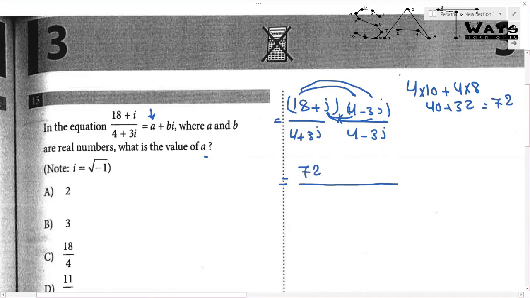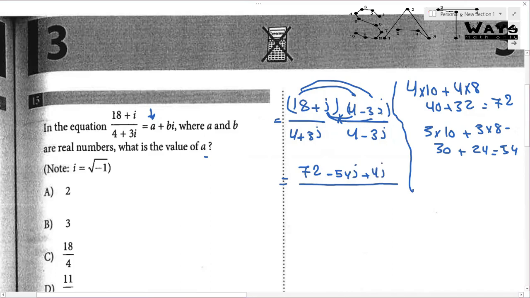Then 18 multiplied by negative 3, same stuff: 3 multiplied by 10 plus 3 multiplied by 8, 30 plus 24, which is 54. But with a negative sign, so negative 54i. And then i multiplied by 4 is positive 4i. i multiplied by negative 3i is negative 3i squared. And down below, we are going to multiply 4 by 4, and 3i by negative 3i.